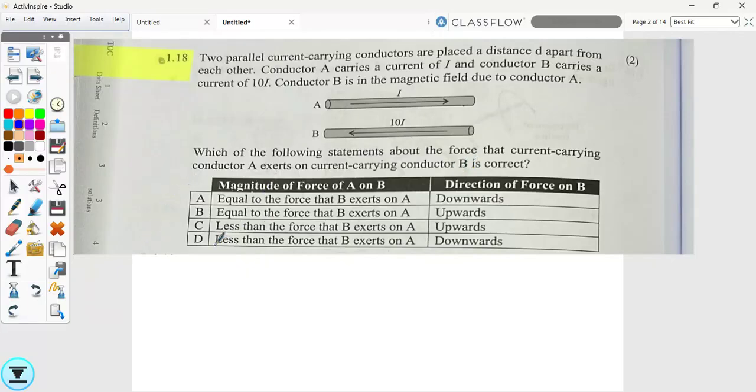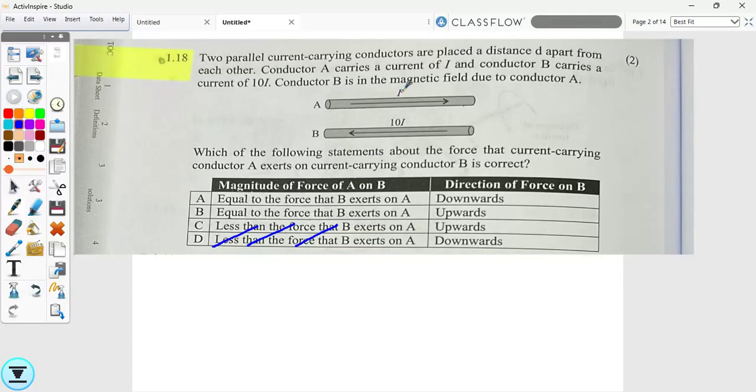They must be the same. So these two are going to be the rubbish. Great. Because it's Newton's third law. If A exerts a force on B, then B exerts a force on A. So Newton's third law still is there all the time. So now we just need to look at the direction, and they've given us. So the 10I and the I was just there to confuse you.